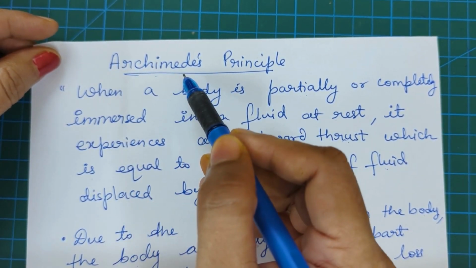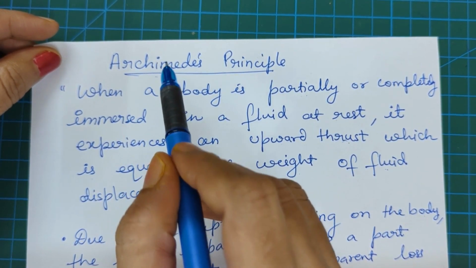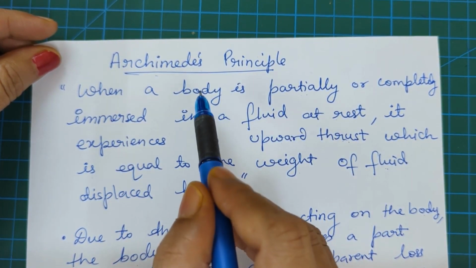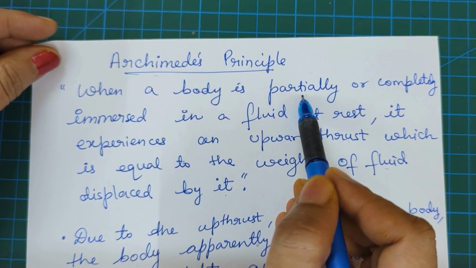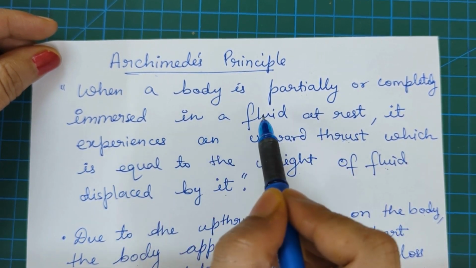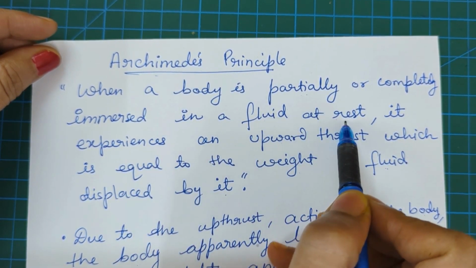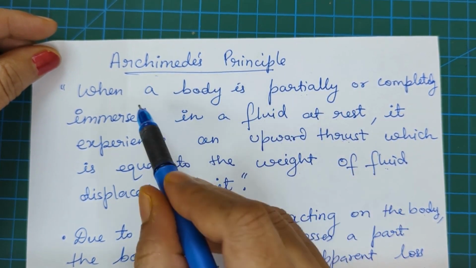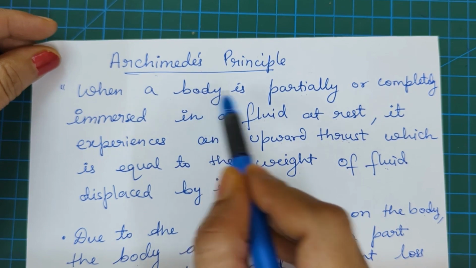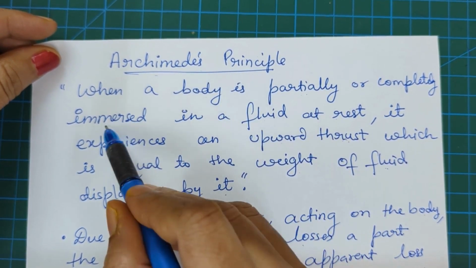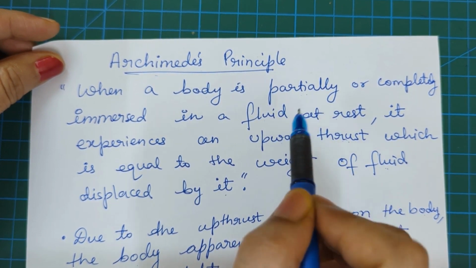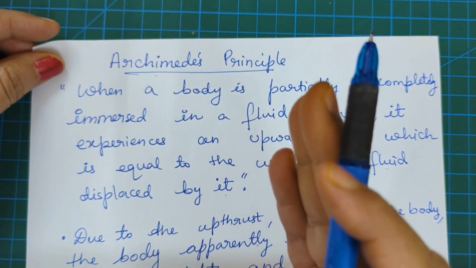Now what does Archimedes' principle state? Archimedes' principle states that whenever a body, meaning an object, is partially or completely immersed in a fluid which is at rest, so momentarily you think that the fluid is water or a liquid, then that object experiences an upward thrust.